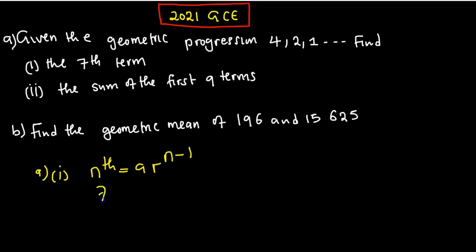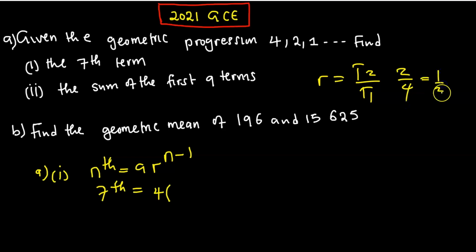So now here we are looking at the 7th term. The first term is 4. The common ratio we don't have yet, but we can calculate it. Common ratio r is equal to term number 2 divided by term number 1. Term number 2 is 2, term number 1 is 4. So this is 1 over 2.